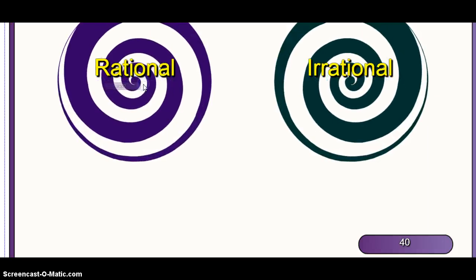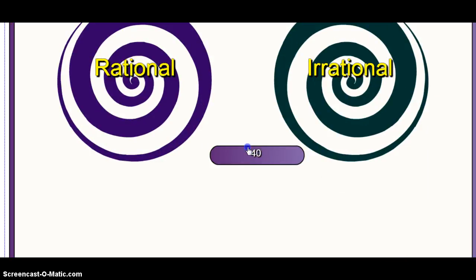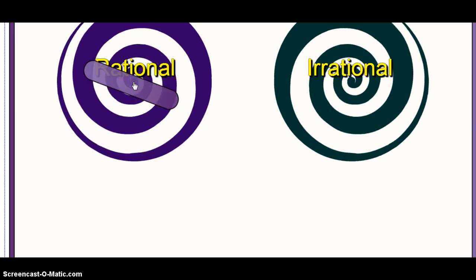Okay. And the last one, 40. Alright. Can we write 40 even though it doesn't look like it? Can we write it as a fraction? Yeah, we can do 40 over 1, 80 over 2, 120 over 3. Therefore, it is rational.